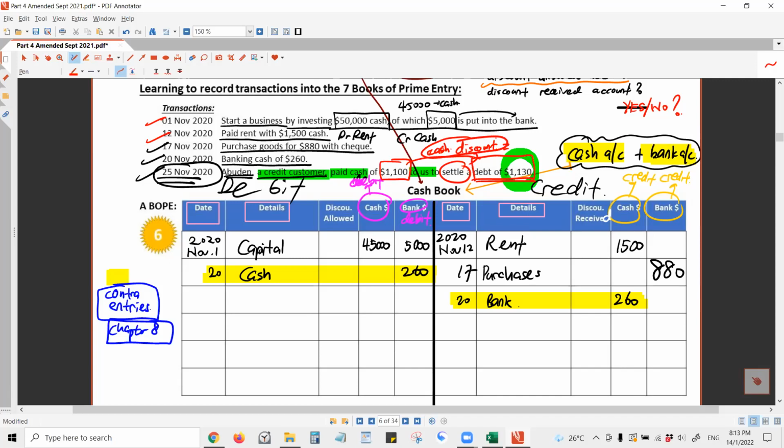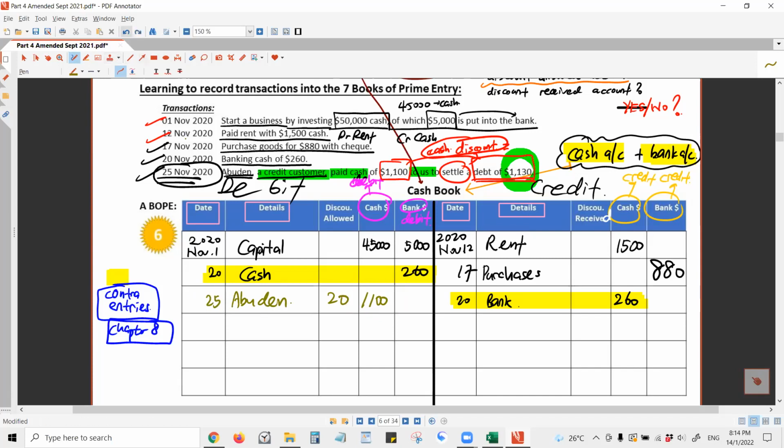Now how to record this? We receive 1100, right? So therefore, debit cash 1100. Agree? Because we receive cash of $1100. And we allow Abu Dan to take this cash discount. Amount is 20. Write it here. That's how you use the discount allowed column. You are allowing Abu Dan to take this cash discount. Then details, you write Abu Dan. The date, you write 25th. So this is a debit entry, right?